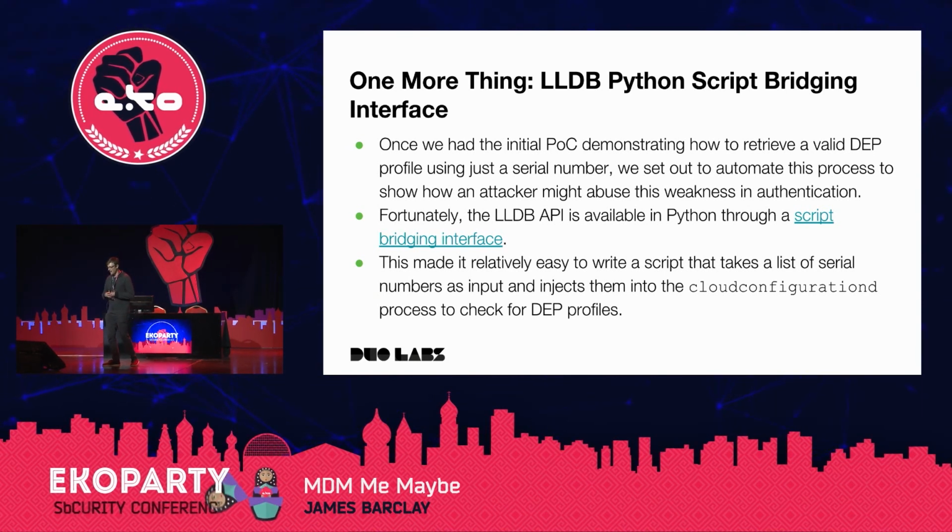No, not really. But once we had the initial proof of concept, we wanted to show how we could automate this. Fortunately, the LLDB API is available in Python through this script bridging interface, which is installed by default if you have the Xcode developer tools installed. So that made it relatively easy to just write a script that takes a list of serial numbers and then injects them into Cloud Configuration D to check for the DEP profile or activation record.